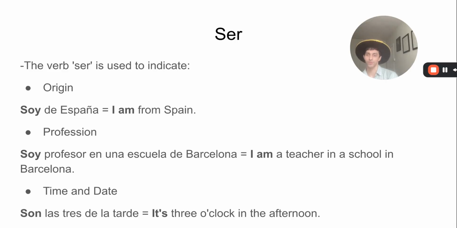Okay, likewise, if you're talking about the time and date, you use ser in Spanish. So you say "son las 3 de la tarde," meaning it is 3 o'clock in the afternoon. You wouldn't say "están las 3 de la tarde." That definitely doesn't work. Ser is used for the time and date.